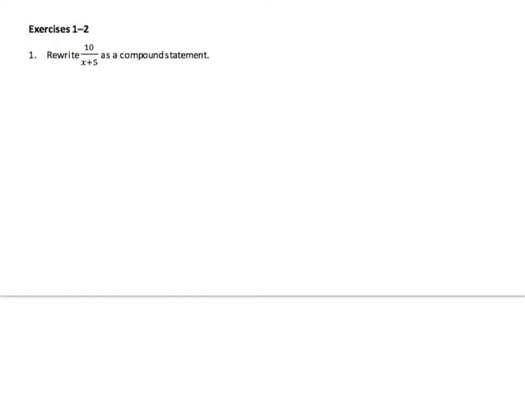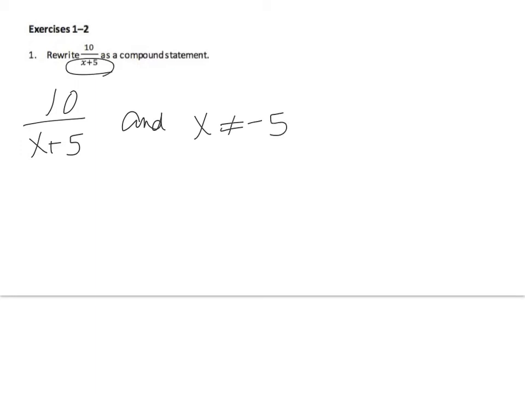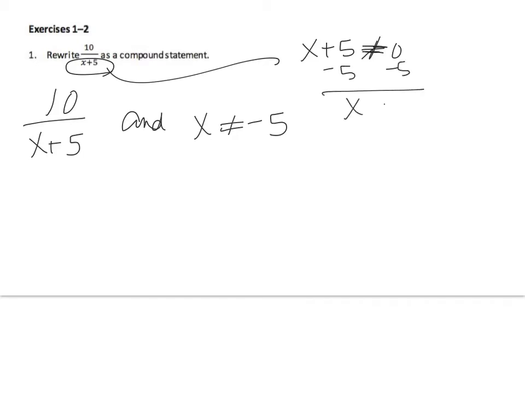All right, a few exercises. Rewrite 10 over x plus 5 as a compound statement. That just means that we're going to write, I've got 10 over x plus 5, and to make it compound, I have to say, and x cannot equal negative 5. I take this denominator, and I find out when it cannot equal 0. Sorry, that's a little messy. Okay, minus 5, x cannot equal negative 5.